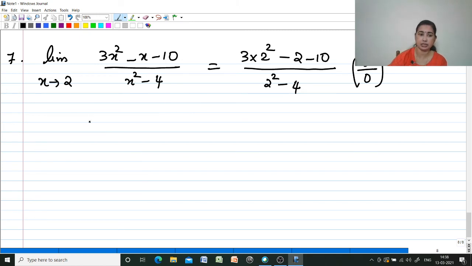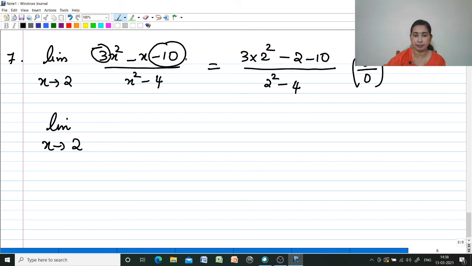This one it's better to go for factorization. Limit x tends to 2. How can you factorize the numerator? For that you have to take the first term and the last term, multiply. That is minus 30. Find out the factors of minus 30 such that their sum should be the middle term. So minus 30 can be factorized as minus 6 into 5.